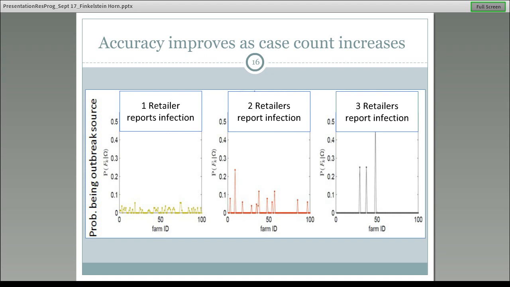Now, going from left to right, we have 1 retailer reporting infection, 2 retailers reporting infection, and 3 retailers reporting infection, where the third graph represents the situation shown in the previous slide with those 3 retailers. As the case count increases, the accuracy of traceback increases, and with 2 retailers reporting infection, we're able to reduce the number of possible farms down to about half, as we can see. And with 3 retailers reporting infection, we're able to reduce the number of possible farms down to just 3. And of those 3, 1 is twice as probable as the other 2.